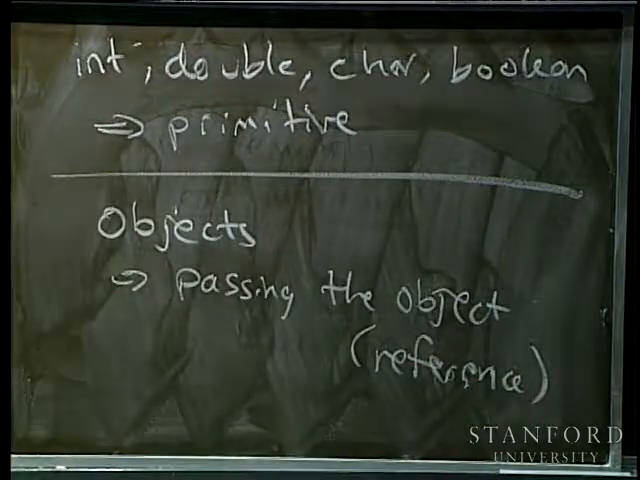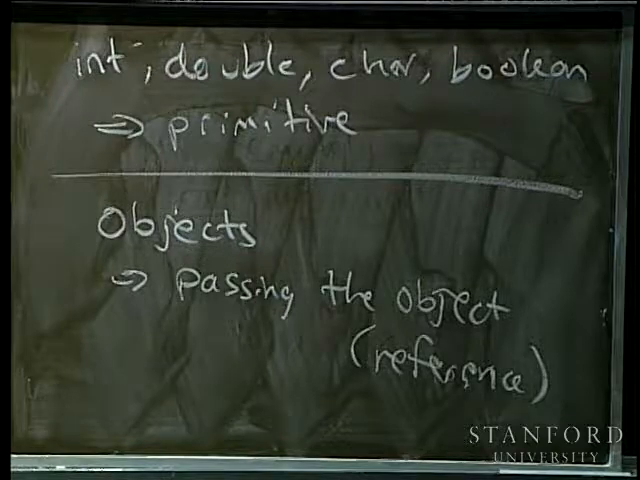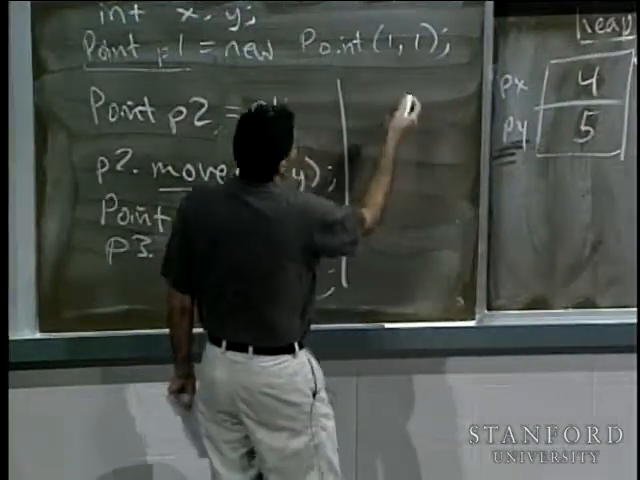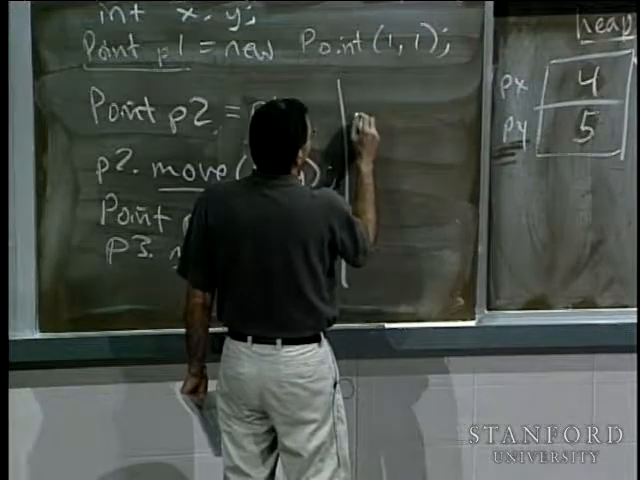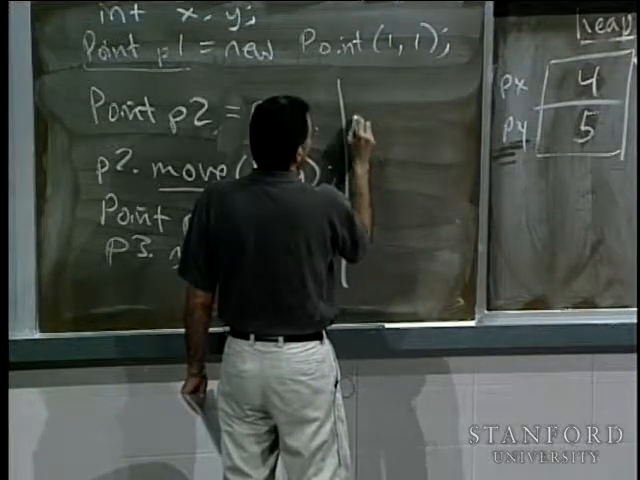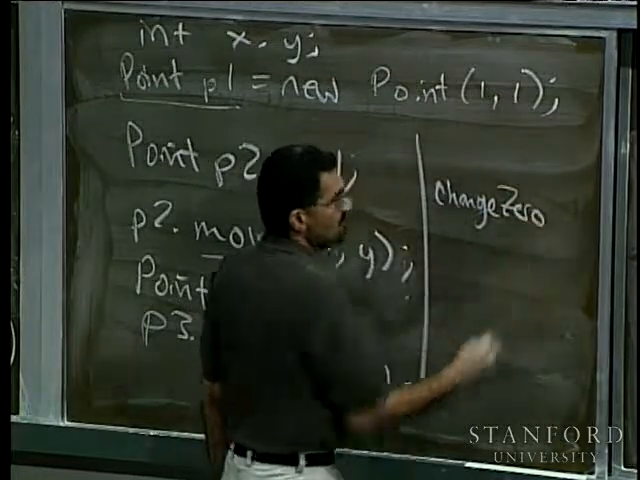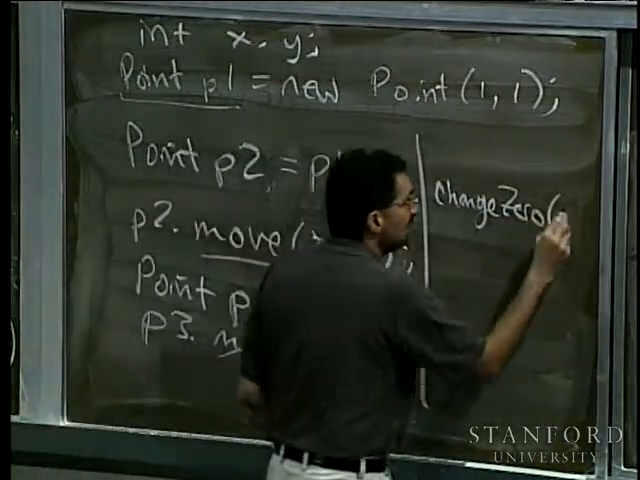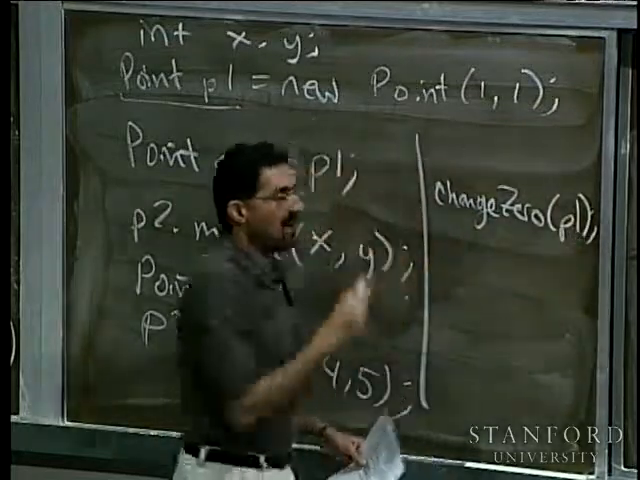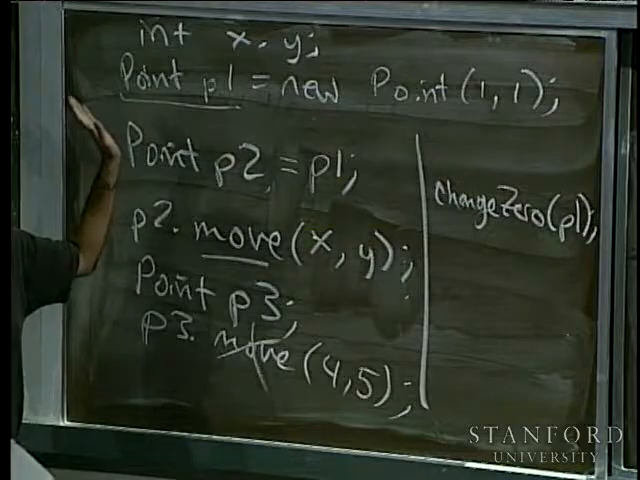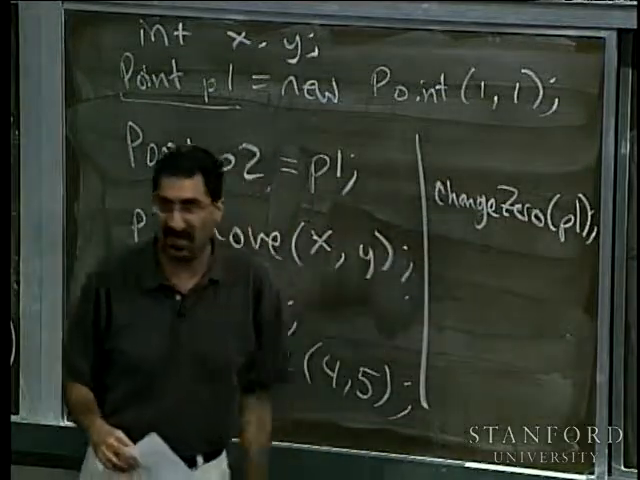What that means is, let's say I were to call some method over here where I actually pass in a point. Let's say there's some method over here, I'll call it change 0, which is supposed to set a point to be 0. And I pass it p1. This is just some method that I wrote. And maybe the elements of a point are actually public, as opposed to private, so this function can actually access those things.